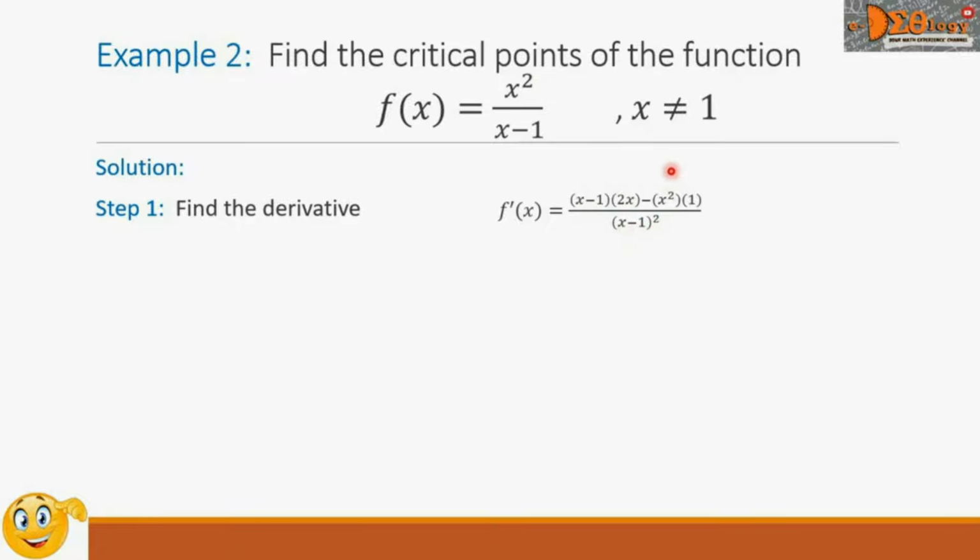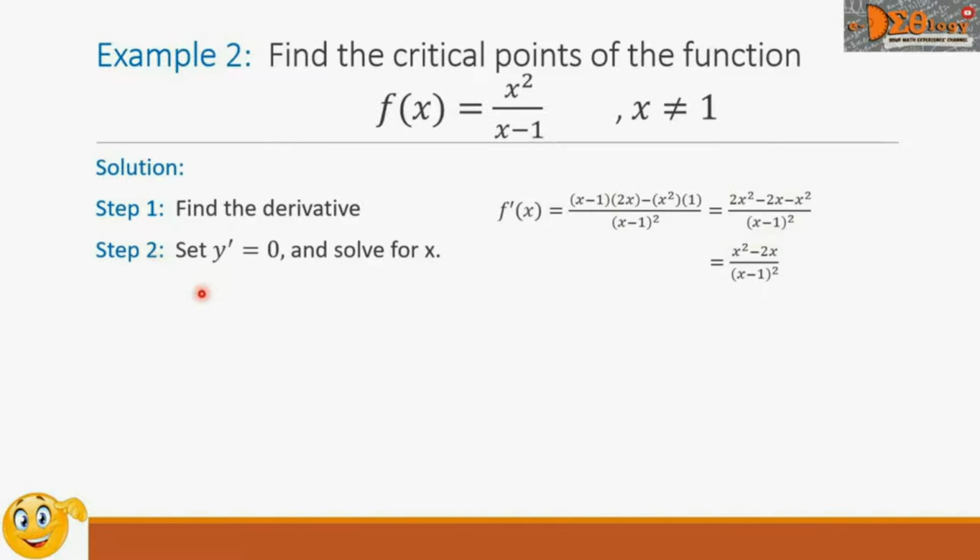Simplifying the numerator, we will have now 2x squared minus 2x minus x squared all over this same denominator. We can combine the 2x squared and the negative x squared. So our derivative now becomes x squared minus 2x all over this same denominator. This is now the derivative.